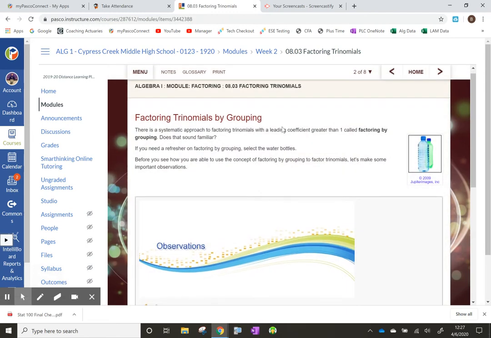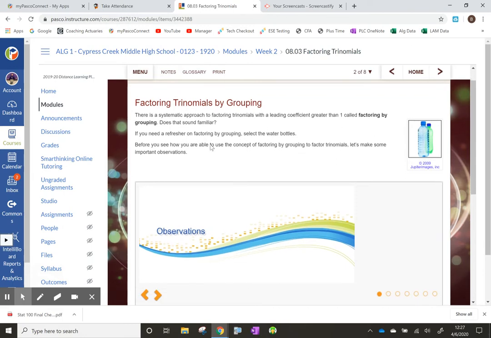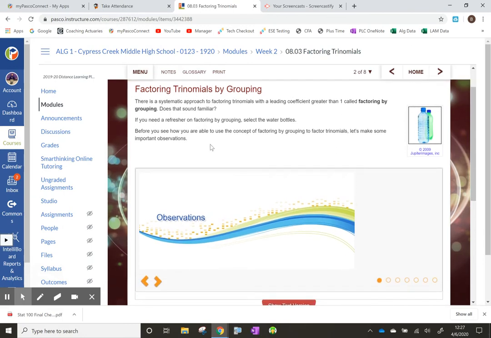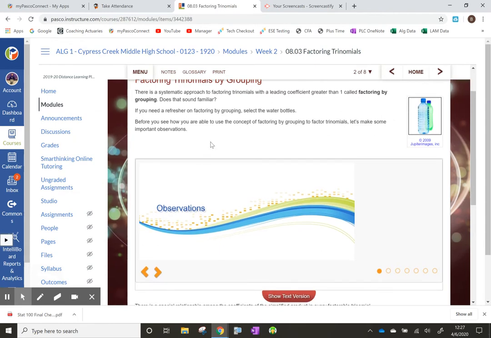There it is. Okay. Factoring trinomials by grouping. There is a systematic approach to factoring trinomials with a leading coefficient greater than 1 called factoring by grouping. Does that sound familiar? It sure does, because we factored by grouping in 8.2. If you need a refresher on factoring by grouping, select the water bottles. We're going to pass on that, but if you need it, there it is.